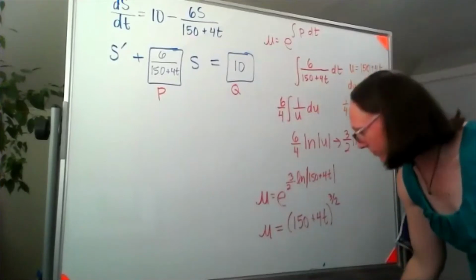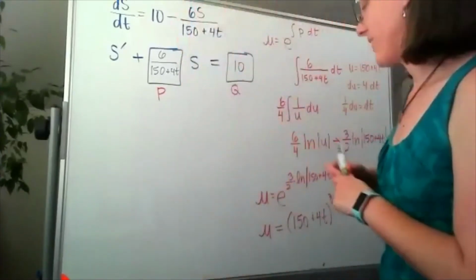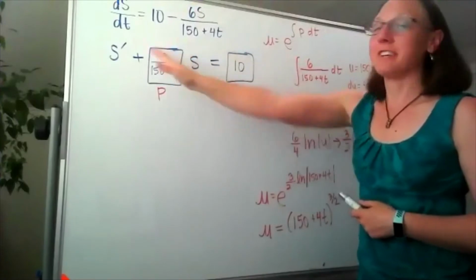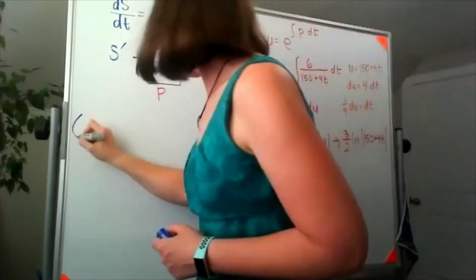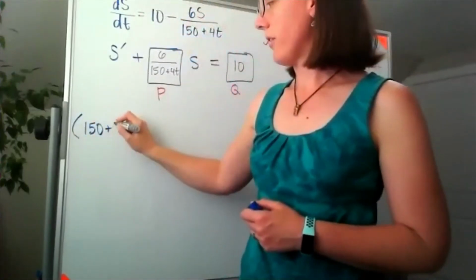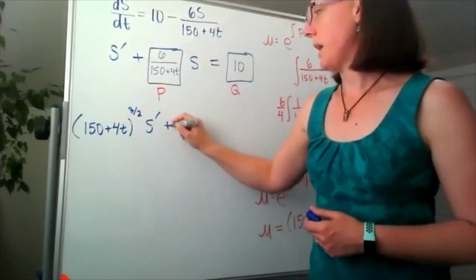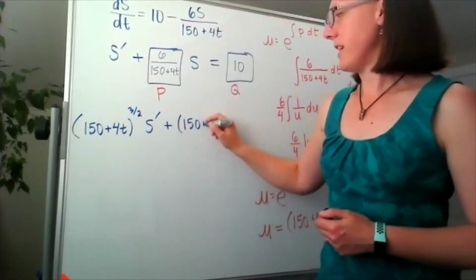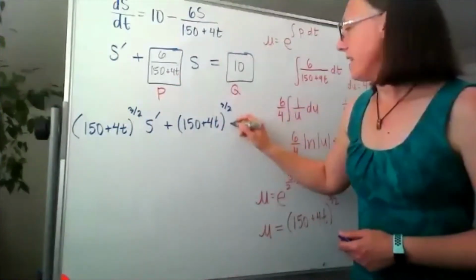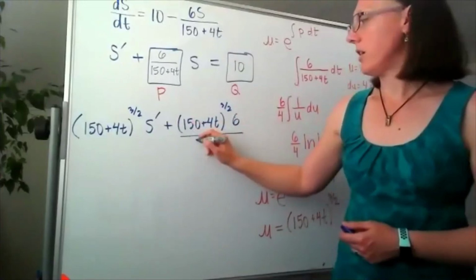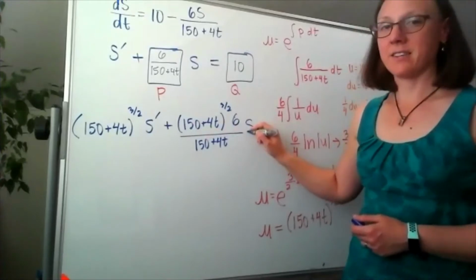All of that work was just so that we can move forward with our first order linear piece over here. I definitely wish I had a bigger board. Our next step is to multiply every term in our equation by our integrating factor. So I've got 150 plus 4t raised to the 3/2 power times s prime plus 150 plus 4t raised to the 3/2 power times 6 over 150 plus 4t times s.